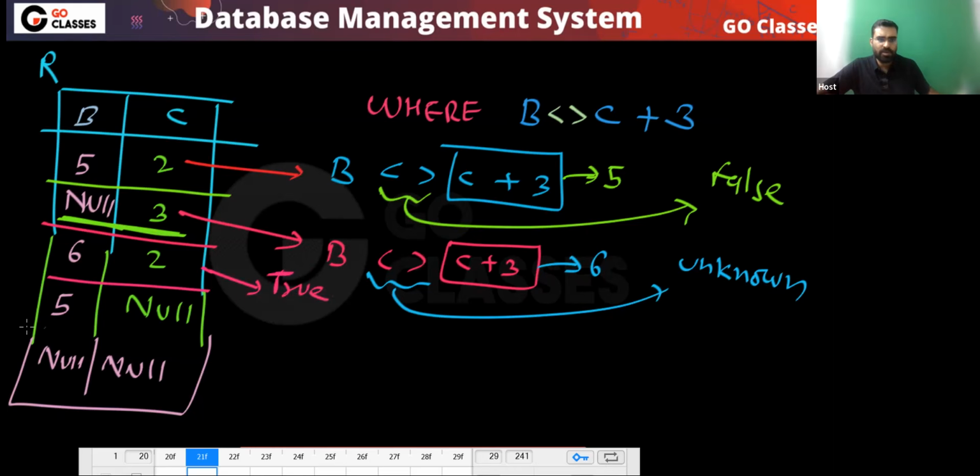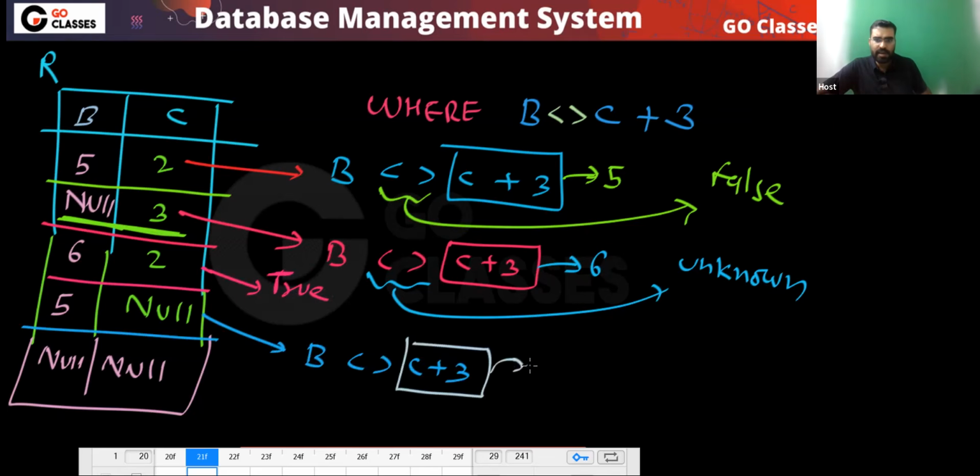For the next tuple, what will happen? See, this will give me a null, right? Yes or no? Correct? Because null plus 3 is going to give me null. And now 5 is not equal to null.